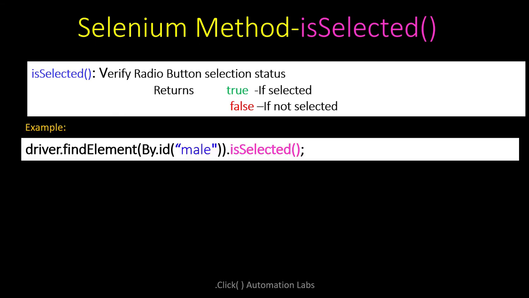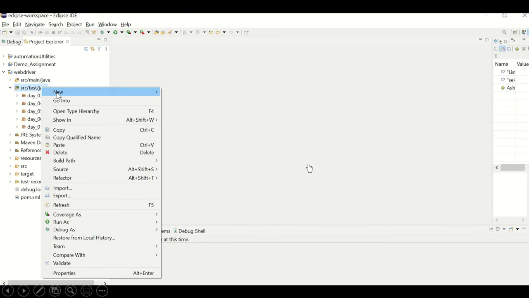So this is an example: driver.findElement(By.id("male")). This is the id of your radio button, because we used By.id. So it means this is the id property, and .isSelected means it will return true if it is selected, otherwise it returns false. So let us look at one example.